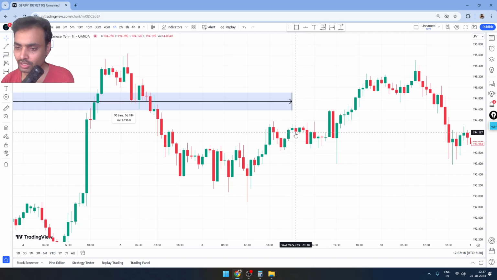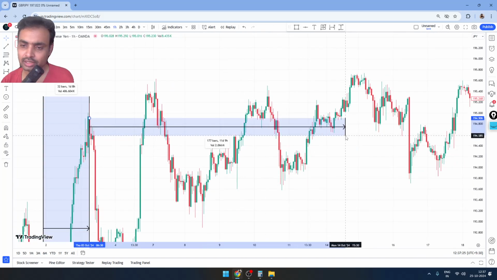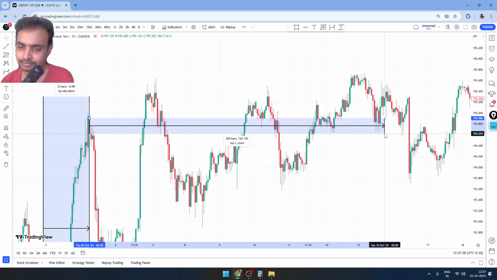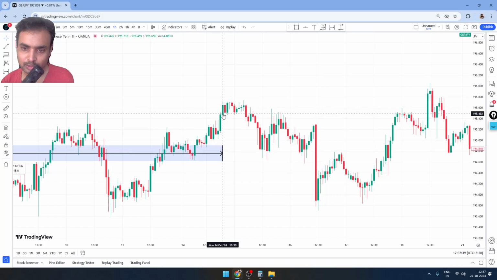So that is broken here, then retested here and fell down, so it has not worked. Okay, this has failed anyway. So let's go to the 181. 181 is here, exactly this point. Afterwards you need to look for the swing high, and that is again a swing high. 1, 2, 3. So what happened after? The market ranged a little bit and then fell down, fell down, fell down.